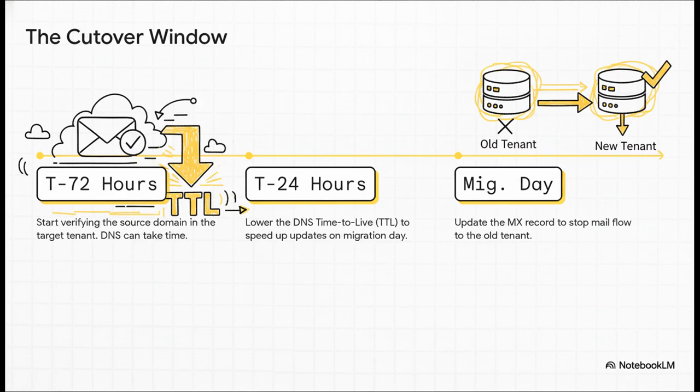Then, at the 24-hour mark, you do something called lowering the DNS time to live, or TTL. It's a little technical tweak that basically tells the internet to check for updates more often, which makes the final switch on migration day happen way faster and keeps downtime to a minimum.